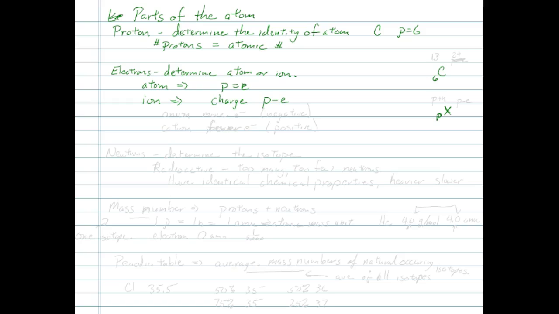If the number of protons is 17 and the number of electrons is 19, 17 minus 19 is a negative 2. That means there are 2 more negative electrons than protons. If the number of protons is 17 and the number of electrons is 16, 17 take away 16 is plus 1. That means there's going to be 1 additional positive proton compared to the negative electrons.